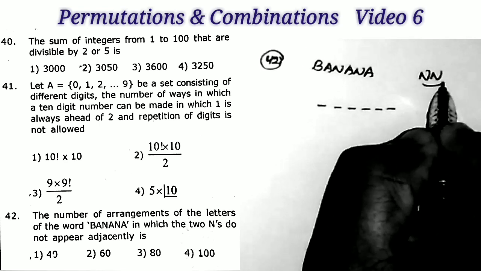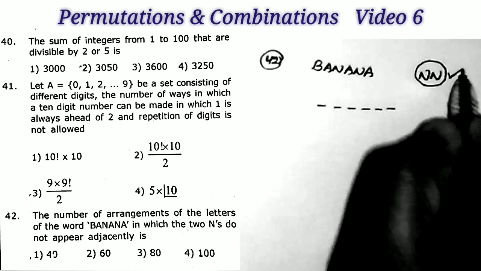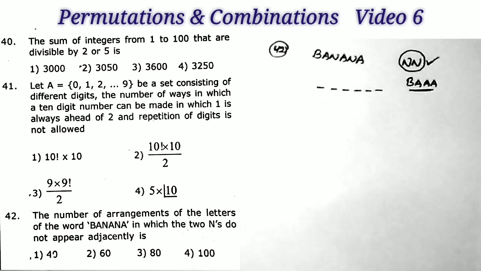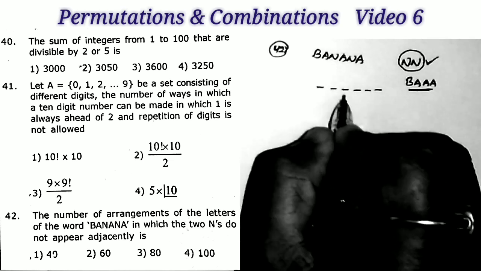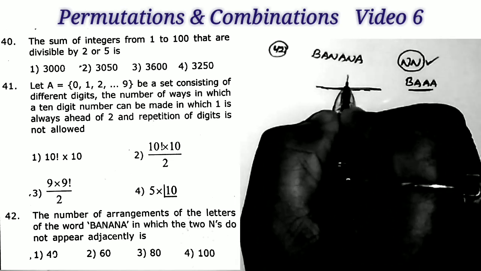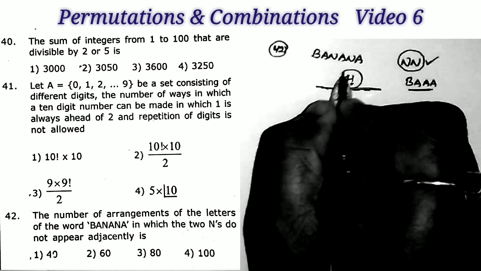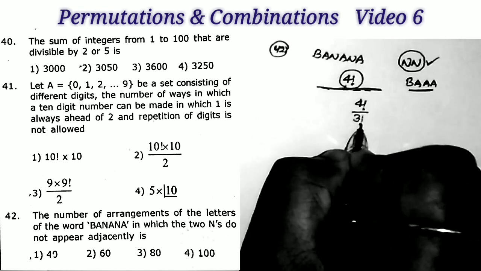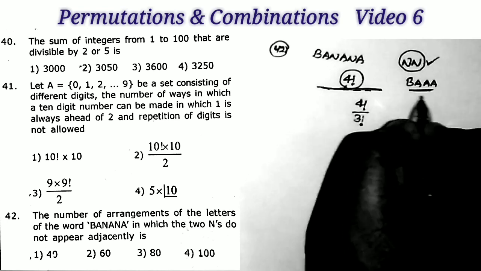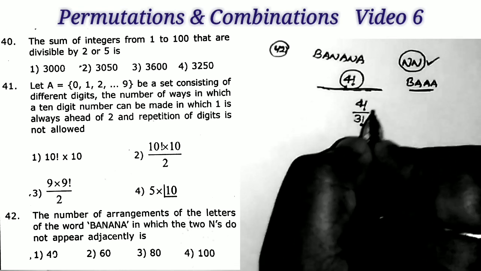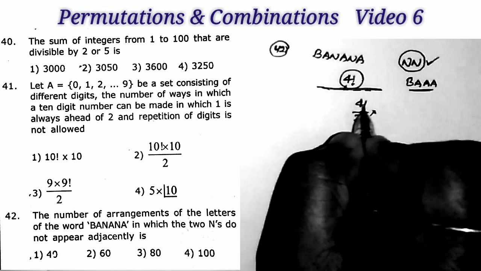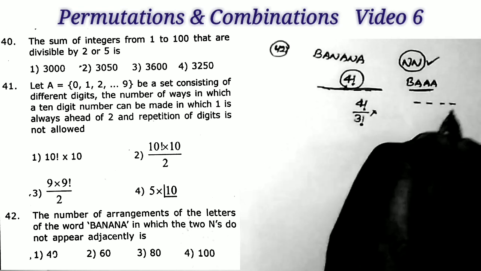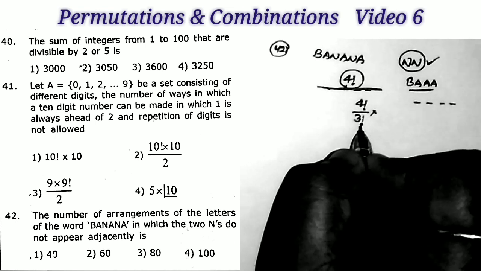The two N's don't come together means first leave the two N's and arrange the remaining 4 letters. We can arrange the 4 letters in 4 factorial ways, but it is 4 factorial by 3 factorial. Why? Because here A is repeated thrice. That is, the first arrangement is 4 factorial by 3 factorial.